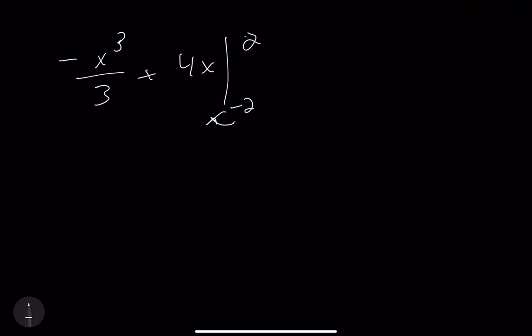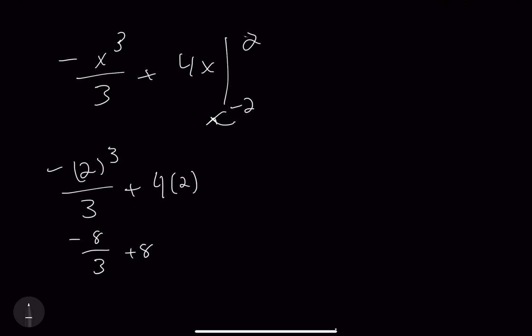Okay, so now that you have the two numbers and you have the integral, you're going to just plug them in and solve. So the first one, you'll have negative 2 to the 3 over 3 plus 4 times 2. This will end up being negative 8 over 3 plus 8. 8 is equal to 24 over 3. 24 minus 8 is 16 over 3. Okay, so that's your first one.